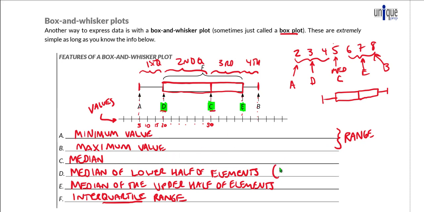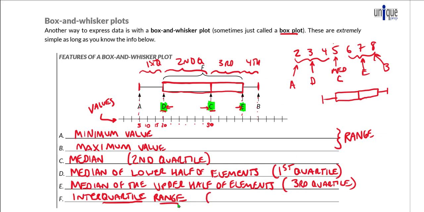D is your first quartile. E is going to be your third quartile. And the median itself is always your second quartile. So again, this is your first quartile, your second quartile, your third quartile. They are the division points, the separation points between each of the quarters, first and second, second and third, third and fourth quarters. And your interquartile range is going to be your Q3 value, which is E, right? This is Q3, Q2, and Q1. Q3 minus Q1. That is your interquartile range.